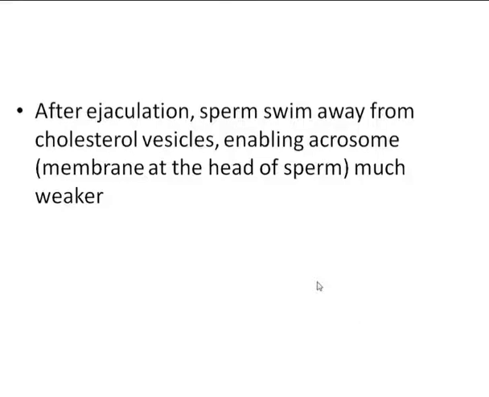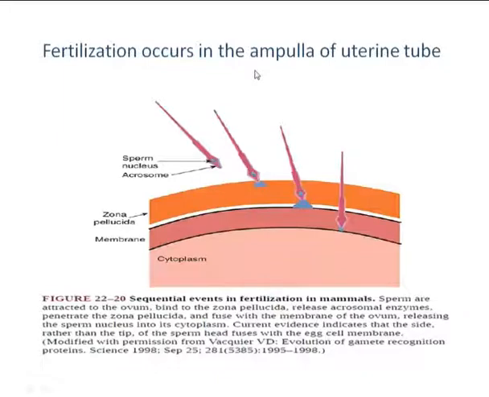Now, there are different stages in fertilization, and I will not discuss the steps in more detail right now. I'll discuss only a few concepts regarding fertilization. Fertilization occurs in the ampulla of the uterine tube, or fallopian tube. This question can be asked in an MCQ, so the site of fertilization is the ampulla of the fallopian tube.